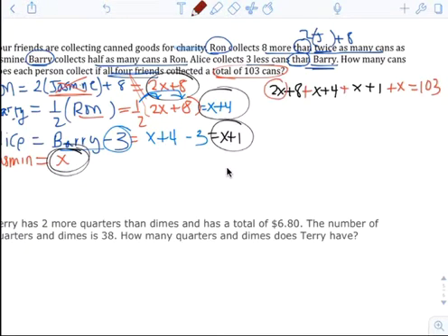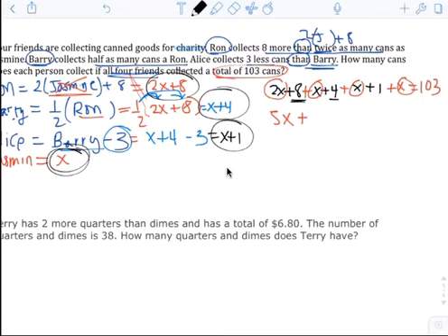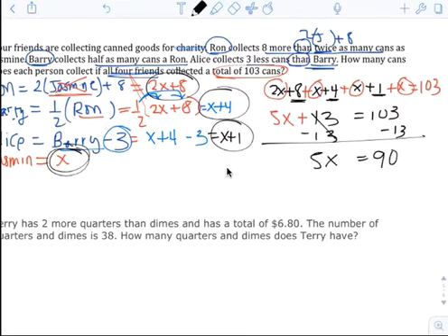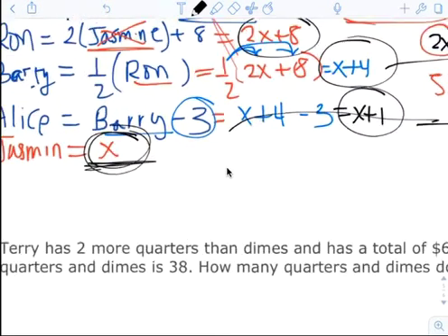So we get 3x, 4x, 5x plus 8, 12, 13 equals 103 minus 13. 5x equals 90, divide by 5, x equals 18 cans. So if Jasmine collects 18 cans, x belongs to Jasmine. Okay, we can find the rest.